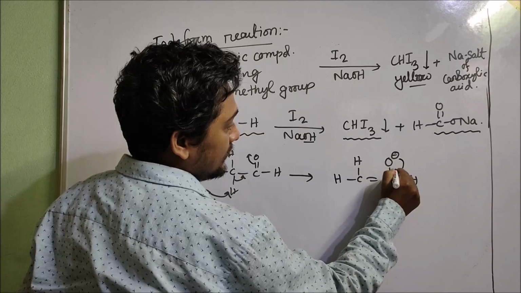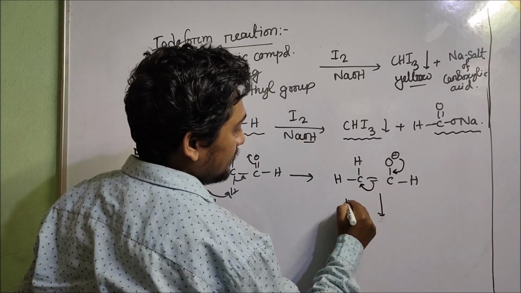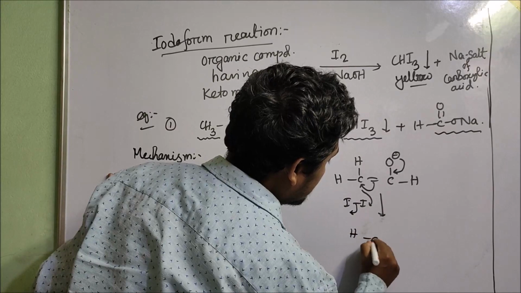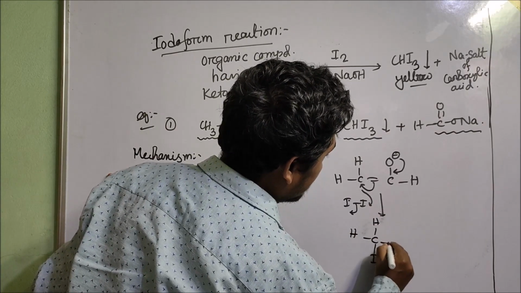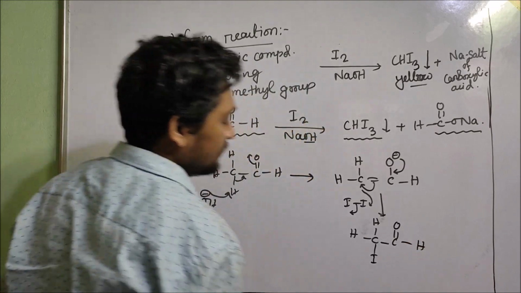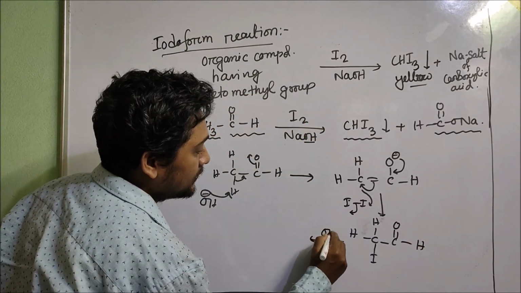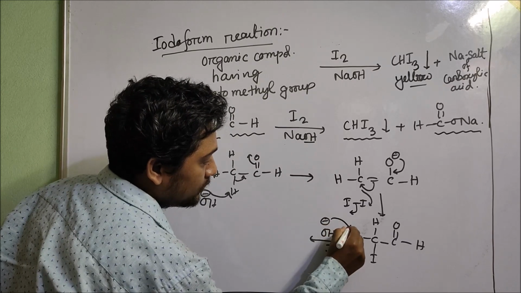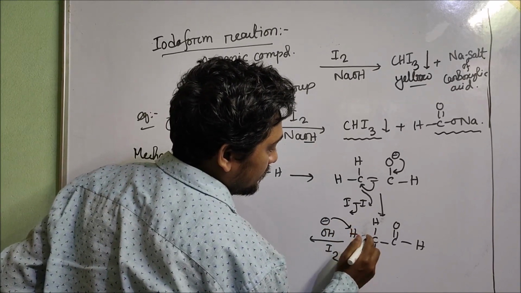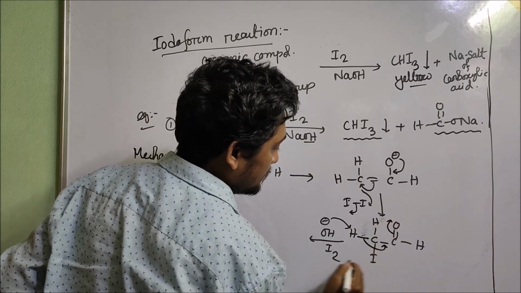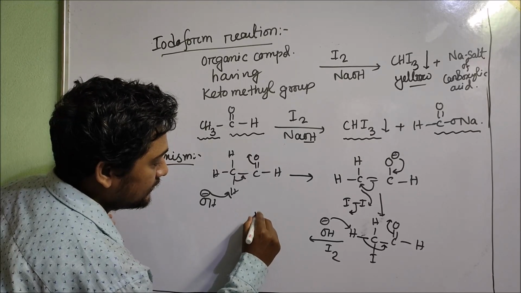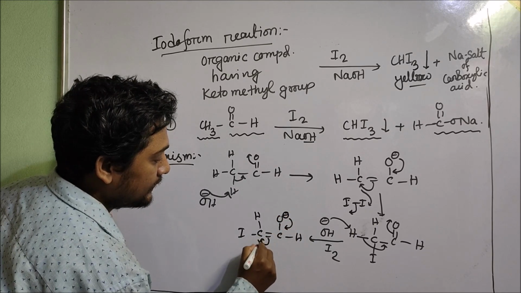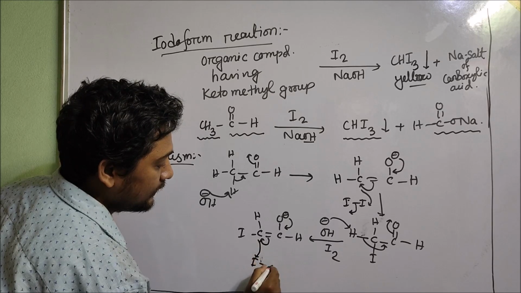Now when it comes back, it will take iodine, and this iodine goes out, and you will have CH2I and C double bond O, H. If we give again OH minus and I2, this bond will go here, and we have CHI double bond C, O negative and hydrogen. So again it will take another iodine.